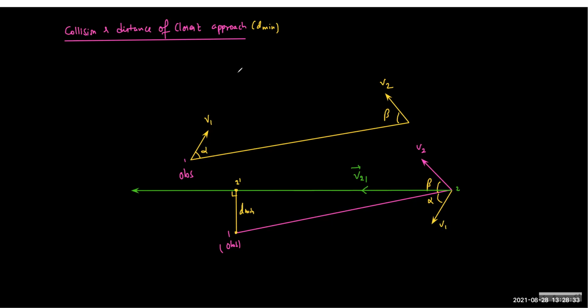For collision to occur, what is the value of d minimum? Come on, guys, say something. Totally muted, eh? For collision to occur, what should be the value of d minimum? Are you guys not able to hear me?